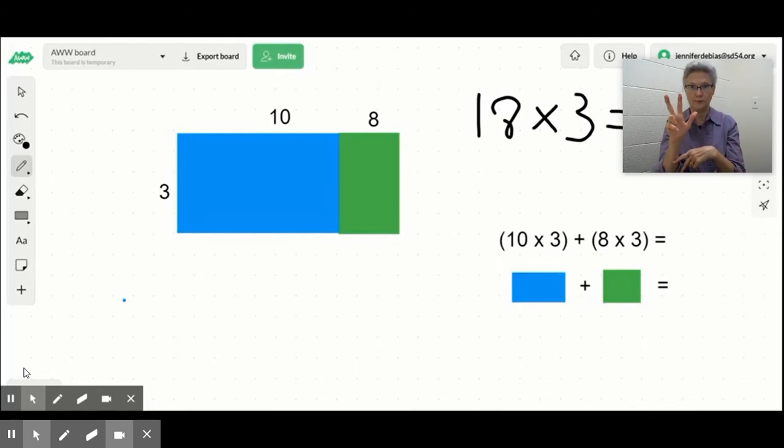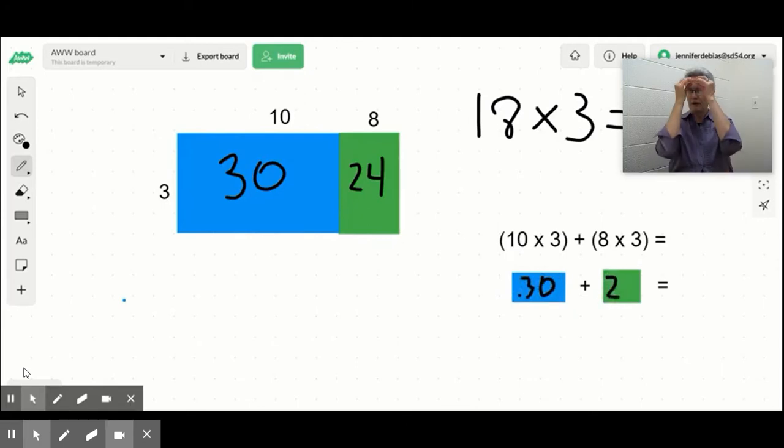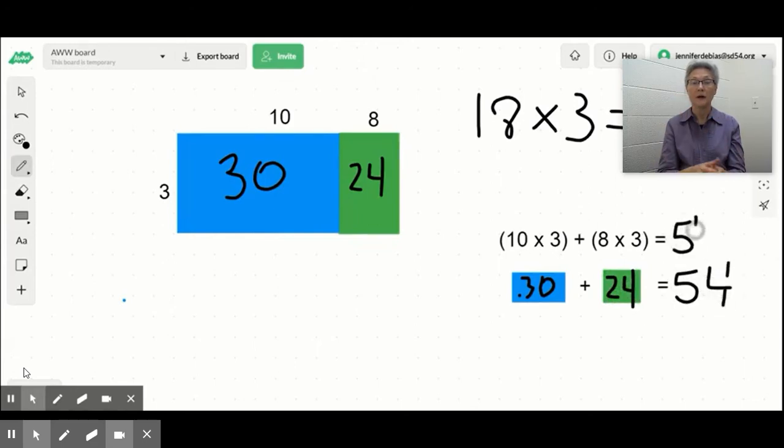Okay, so let's start with 10 times 3. Well, I know that 10 times 3 is 30. So I'm going to write it right in that box. And then I know that 8 times 3 is 24. So mentally, you're probably able to add those pretty easily to get a product of 54, but I'm going to write it out because they won't always be real easy to do in our head like that. So I know that 30 plus 24 is 54. Therefore, my product of 18 times 3 is 54.